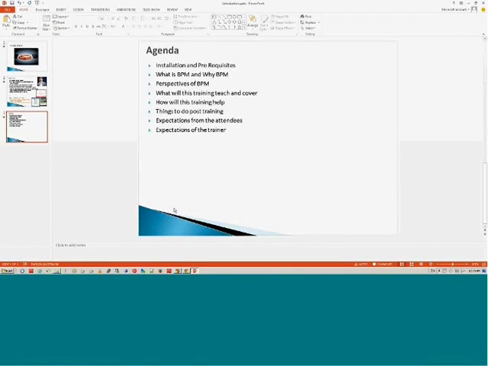So in today's session, we will talk about the following agenda items. We'll talk about installation and prerequisites: how do we install all the software and things that are required to help us during the training. We'll not go into the depths and breadths of Oracle BPM or BPM in general, but we'll talk about what is BPM and why we should do BPM.